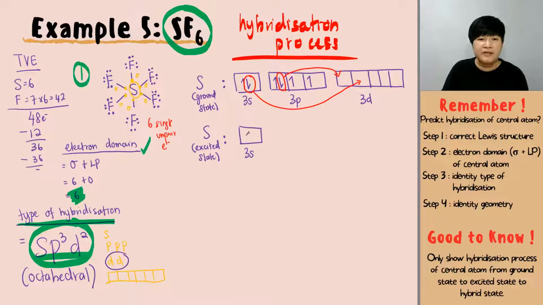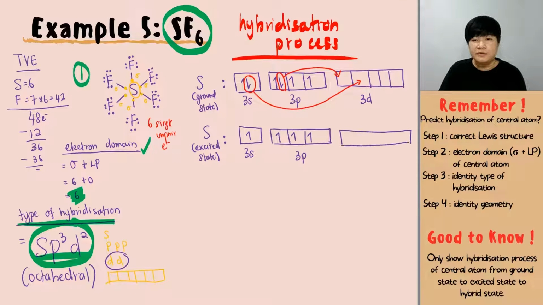3s will only have 1 electron left. 3p over here will have 3 single electrons. While your 3D that was empty a moment ago is right now no longer empty. Your 3D will have 2 single electrons, 1 from the 3p, another 1 from the 3s.